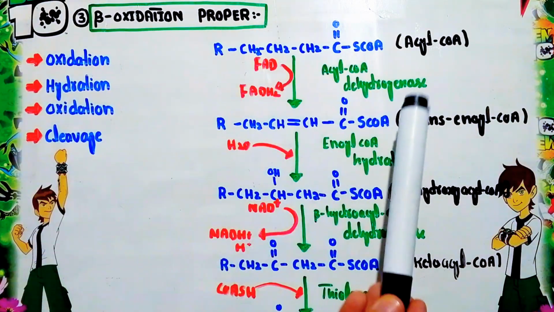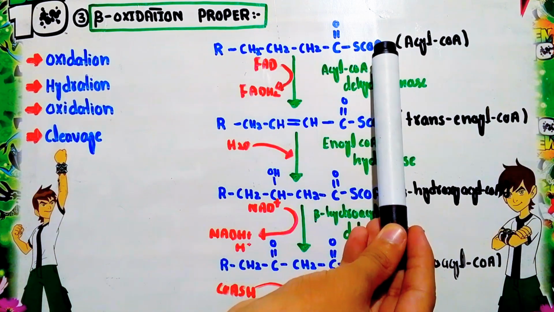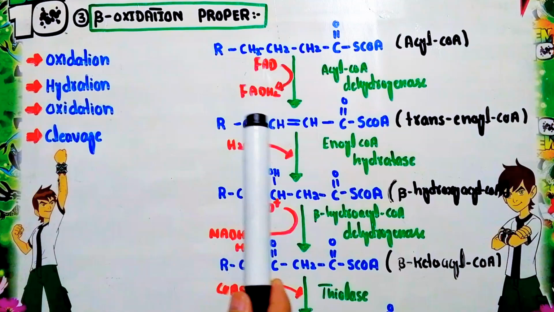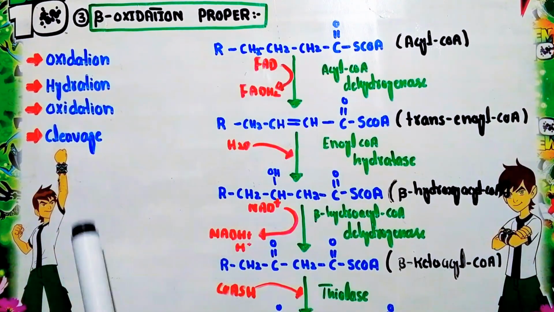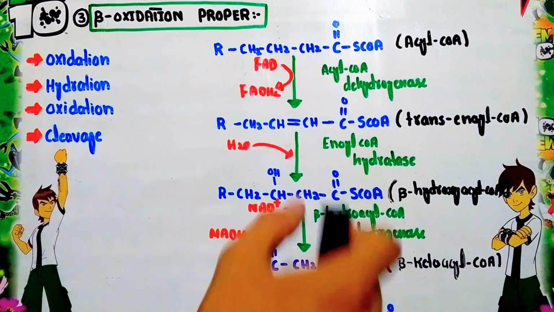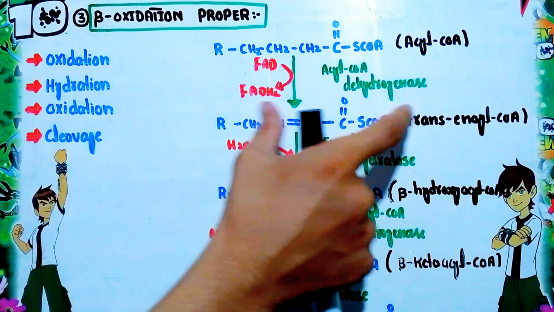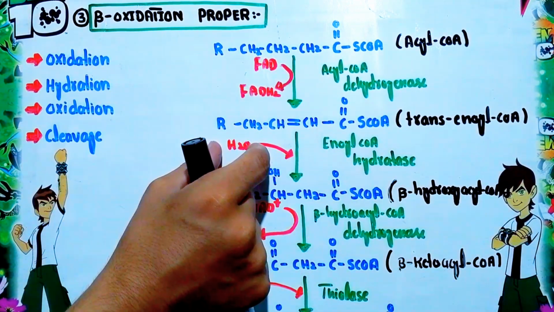The trans-enoyl coenzyme A is formed as the result of the oxidation of the acyl coenzyme A. Now here, as the name indicates, hydration, a water molecule is added. The enoyl coenzyme A hydratase enzyme adds a water molecule to the trans-enoyl coenzyme A. Now what happens after the addition of this water molecule?